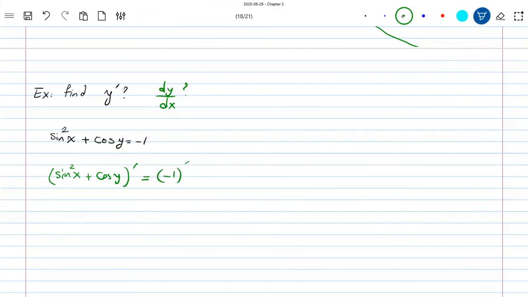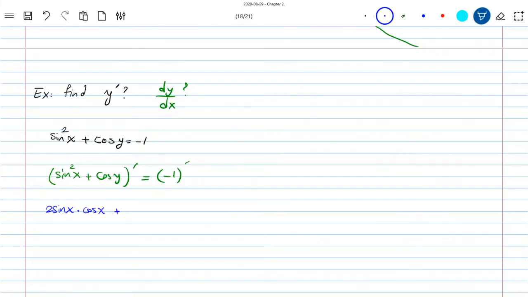Just make sure if you're using this notation prime, you know that you're taking derivative with respect to the variable x. So you should say, okay, what is the derivative of sine squared x? It would be 2 sine x. Chain rule says multiply by the derivative of the inside. Derivative of sine is cosine x. Multiply by the derivative of x, which is simply 1, so we don't write that.